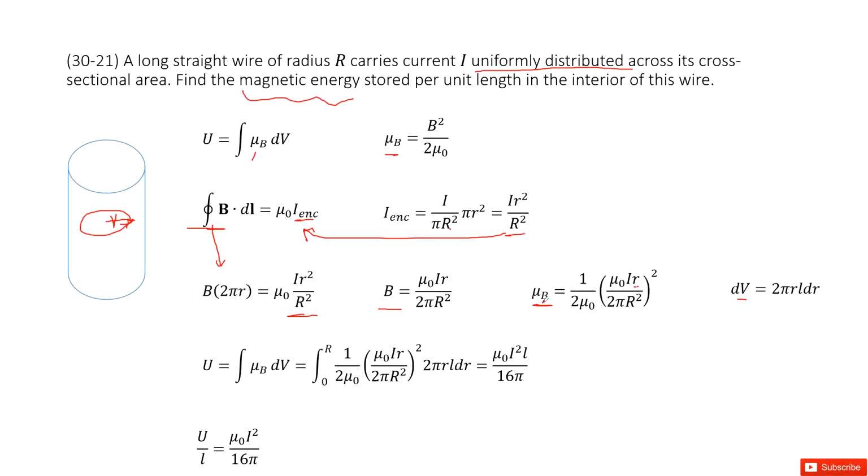Now we put the energy density and dV into the energy equation, so we get it there, right? We integrate from 0 to capital R, and we get the equation there. Now we can find the magnetic energy stored per unit length by dividing the energy stored U by the length L, so we find the answer there.